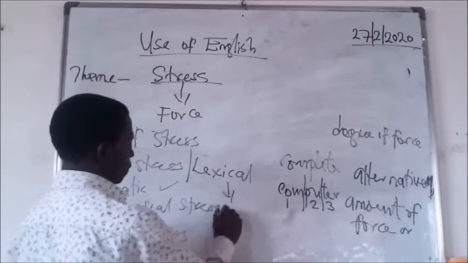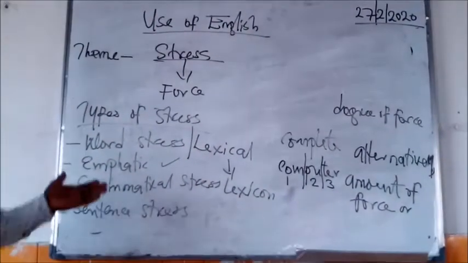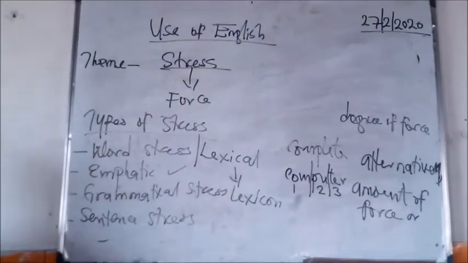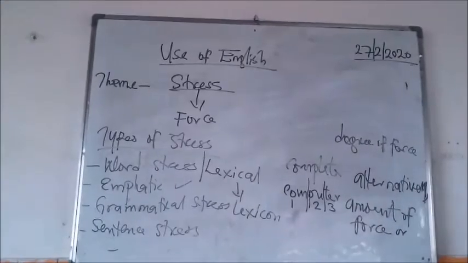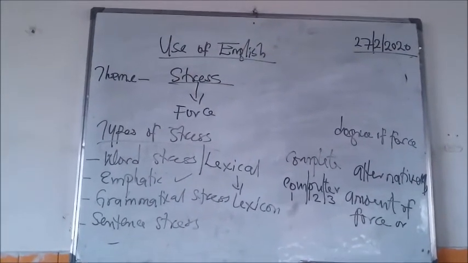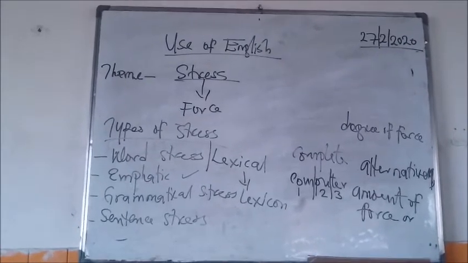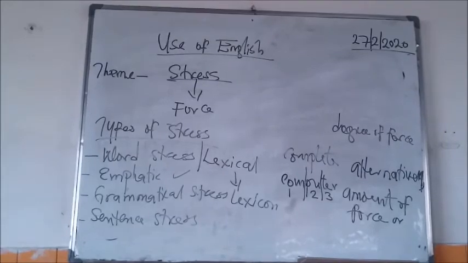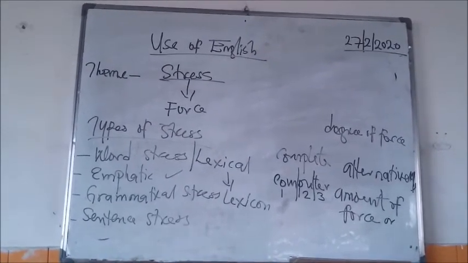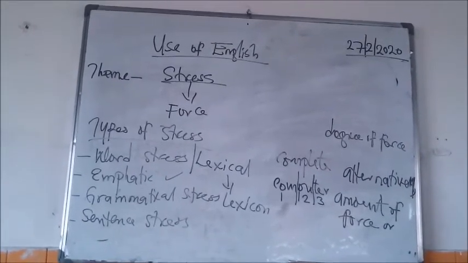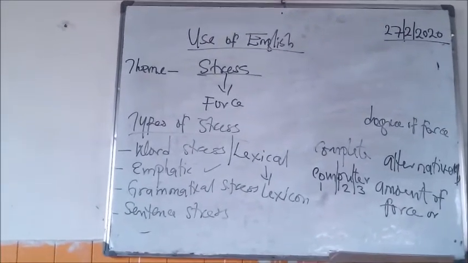Lexical, from the word lexicon. Word stress is also known as lexical stress. Lexical comes from lexicographer. The idea of new words in English is the work of lexicographers. That's how we have new words in English. So lexicon has to do with words, origin of words, etymology of words, source of words, formation of words. That is what lexicon stands for. That's what we call word stress, or lexical stress. Now, look at the example.